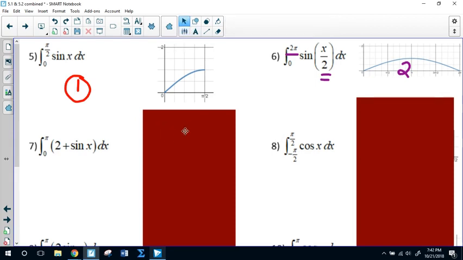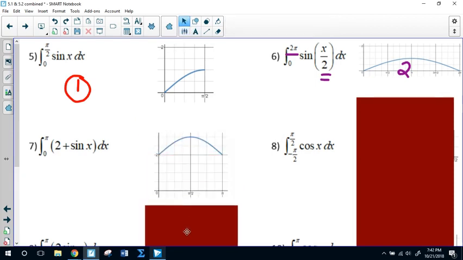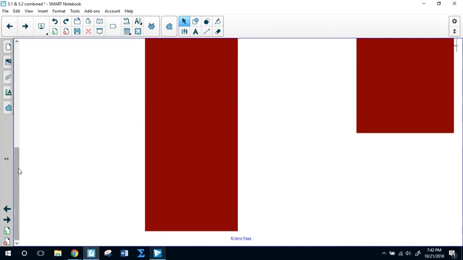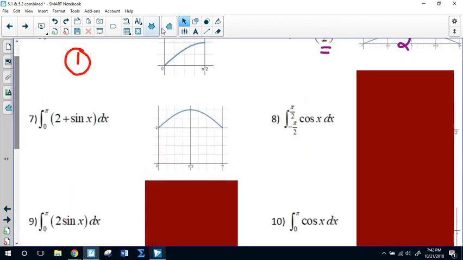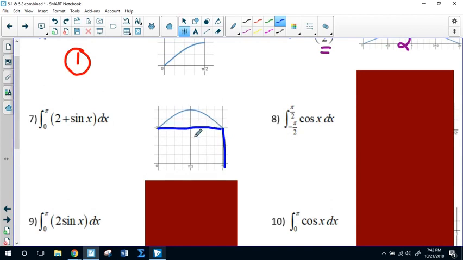Okay, so now this one, there's a couple of ways to think of it. Here's the graph. So if you were to think of this as, well, I've got a rectangle, and I've got that sine curve. And that sine curve's area is 2, and the rectangle has a length of pi and a height of 2. So this area is 2 plus 2 pi.